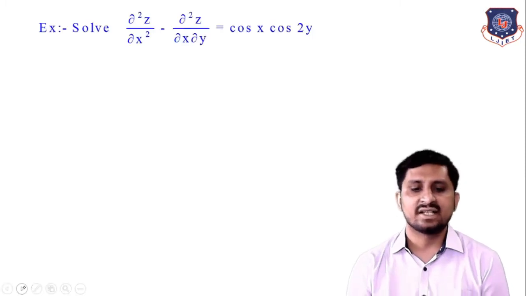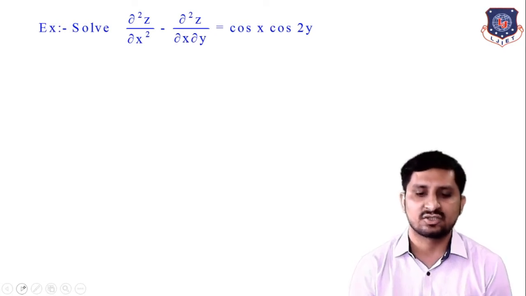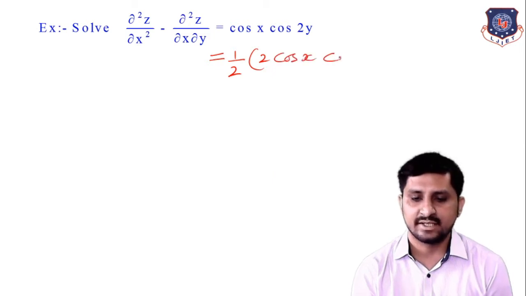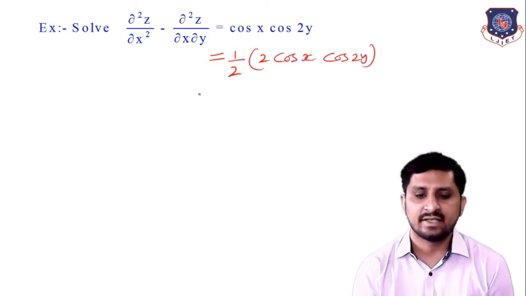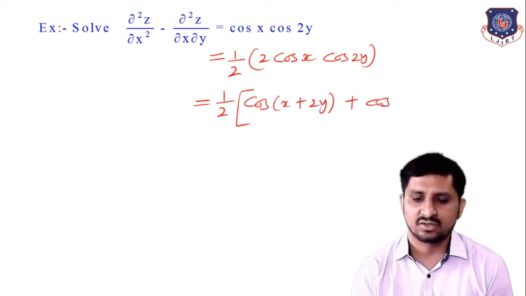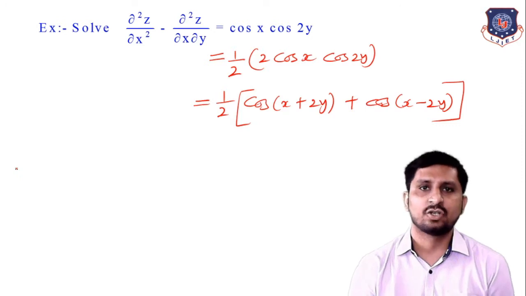So del square z by del x square minus del square z by del x del y is equal to cos x cos 2y. First of all, I convert this function into this form. I multiply by 2 and divide by 2, so this is 2 cos x cos 2y, which can be written as 1 by 2 of cos(x plus 2y) plus cos(x minus 2y). Now we first find the complementary function.